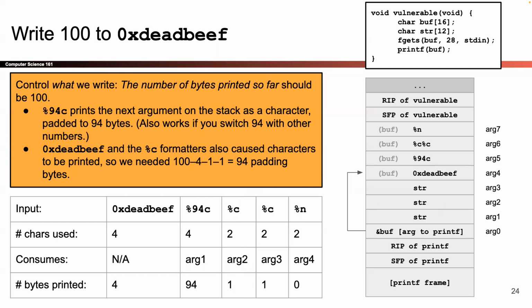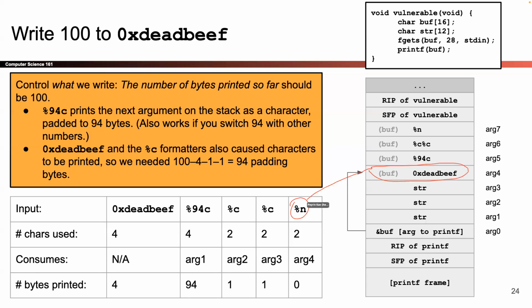Okay. And then here comes the most interesting part, which is when the %n occurs. So what happens now? I go on the stack, I take the next thing that hasn't been used, and so far I've used up 3 % formatters. The %94c made friends with arg1. The two %cs made friends with arg2 and arg3. So who's the next thing on the stack that hasn't made a friend yet? Why, it's arg4.